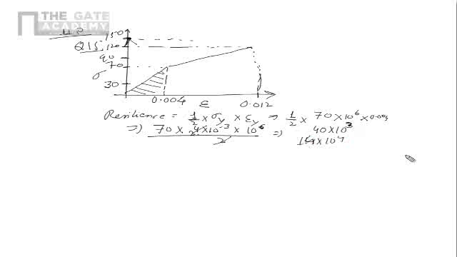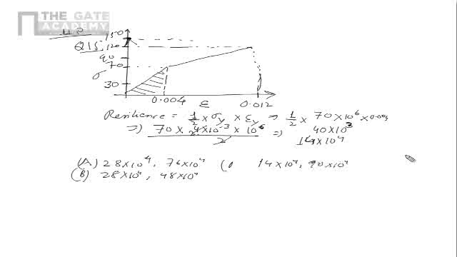That's the value of resilience. Now let's see the options provided. Option A is 28 into 10 to the power 4 and 76 into 10 to the power 4. Option B is 28 into 10 to the power 4 and 48 into 10 to the power 4. Option C is 14 into 10 to the power 4 and 90 into 10 to the power 4, and option D is 76 into 10 to the power 4 and 104 into 10 to the power 4. What is the answer? Obviously C is the answer. We know it without even solving further, because only that has 14 into 10 to the power 4 as the resilience value.